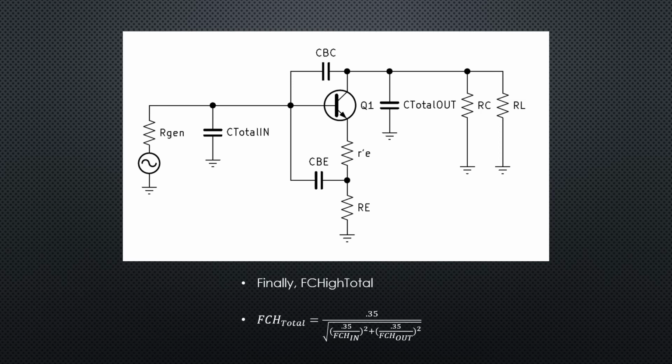Here's our final formula for calculating FC high total. We've arrived. So it's 0.35 divided by the square root of the quantity 0.35 divided by FC high in, squared, plus 0.35 divided by FC high out, squared, and that gives us our final FC high total for the circuit.